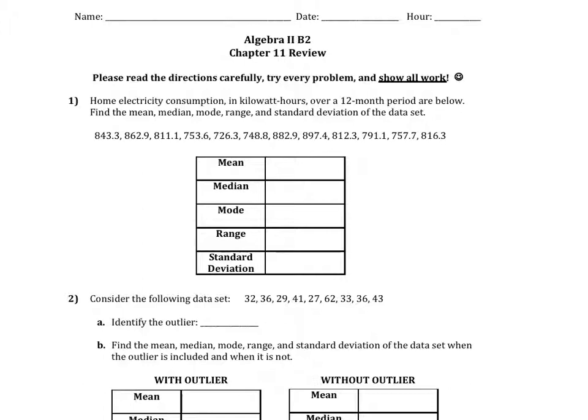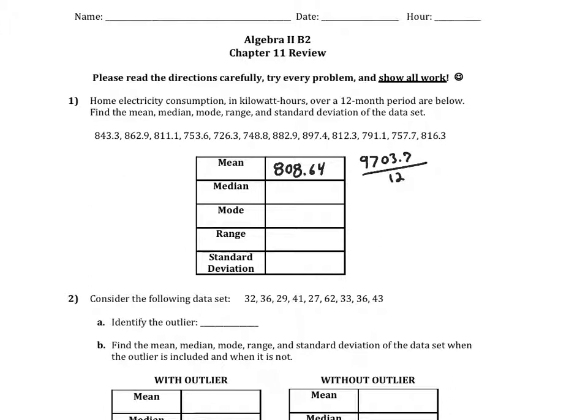So starting off, we have to find the mean. All we're going to do is add together all our numbers that we have listed above and divide it by the amount of numbers there are. So when we add these up, we get 9,703.7, and we have a total of 12 numbers, so we just divide it by 12. We get 808.64 once we divide that out.